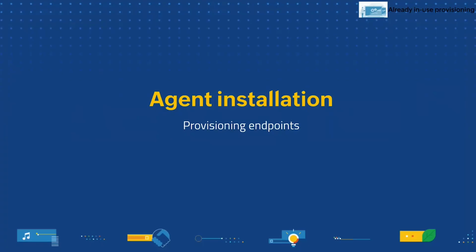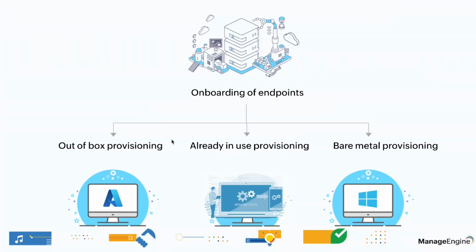So lastly, let's talk about agent installation. What are the ways to onboard the agents? So we have out-of-box provisioning, where we can use our mobile device management product, and you can do out-of-box provisioning using Azure, ABM, and Samsung Knox. We have already-in provisioning.